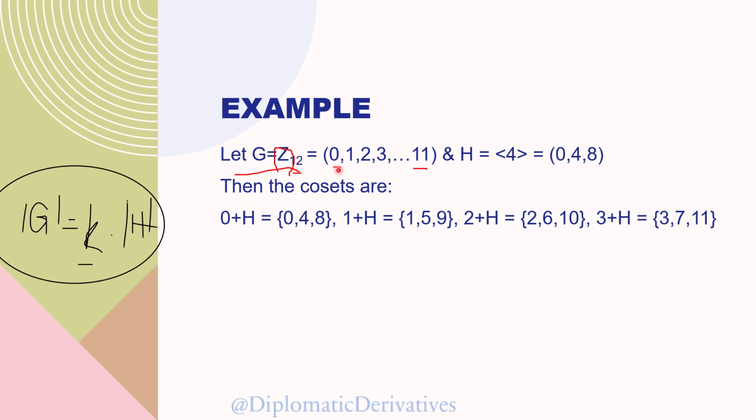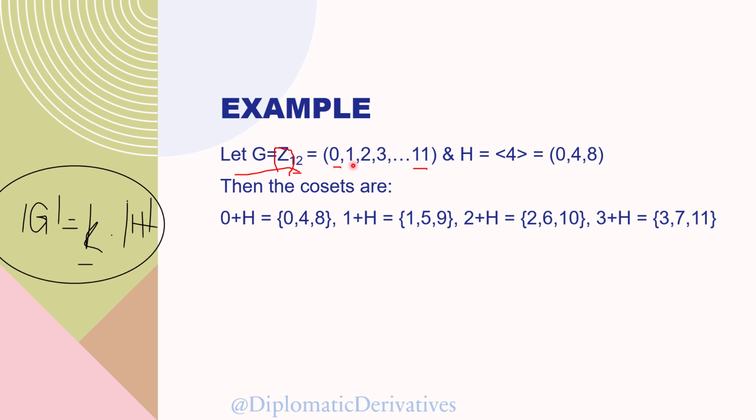Then the cosets are... Cosets will be made from what? From the main group, right? So let's suppose the first element we take is 0. The operation is addition, so it will be 0 added from the left if it's left cosets, okay? So 0 plus 0, we get 0. Then 0 plus 4 gives us 4. 0 plus 8 gives us 8. This is the first coset, okay?